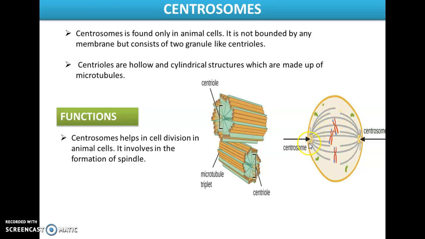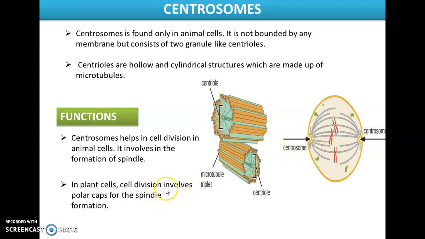So what happens here? This centrosome helps in the formation of the spindle. And this spindle helps in dividing the chromosomes into equal parts. In case of plant cells, cell division involves the polar cap. Instead of centrosome, in plant cell, polar caps are present. And in plant cell, these polar caps help in spindle formation, which again divides the chromosomes into equal parts.